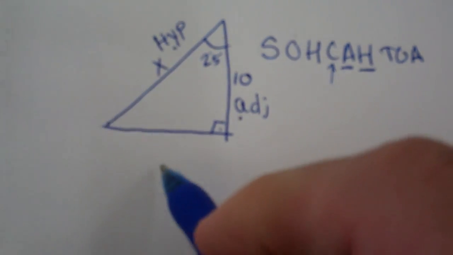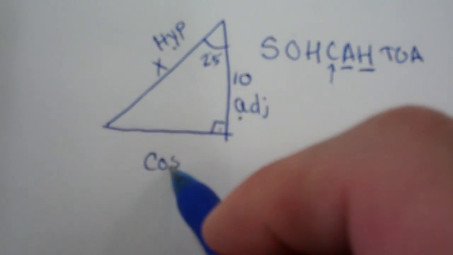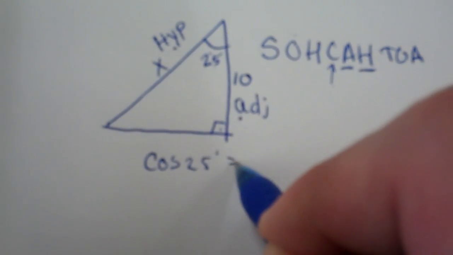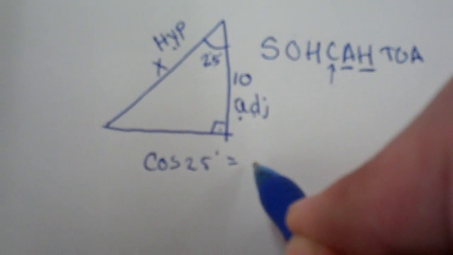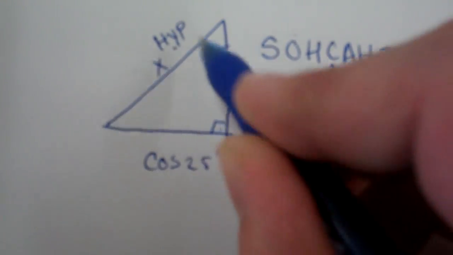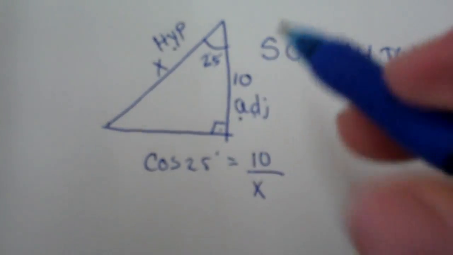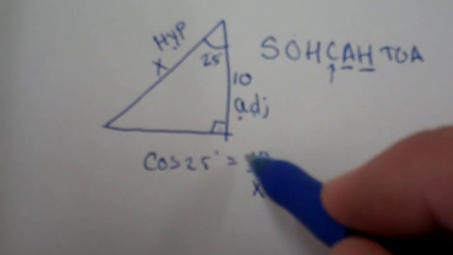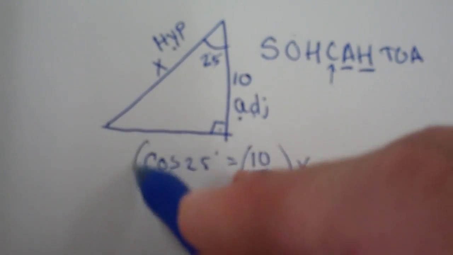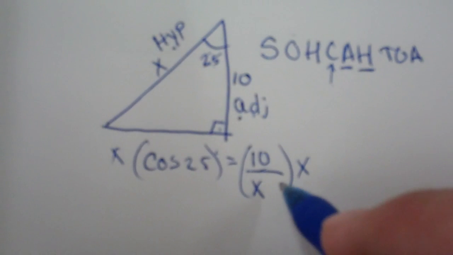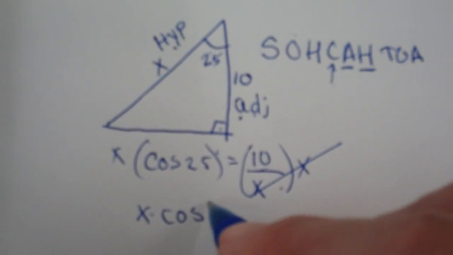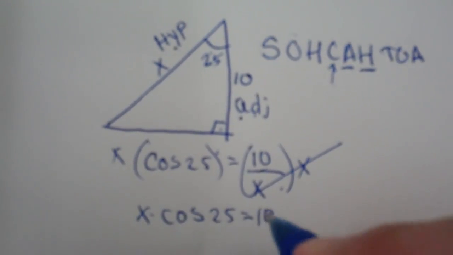Let's set that up then. So the cosine of 25 degrees is equal to the adjacent over the hypotenuse. So in this example, the x is in the denominator. We still want to move that denominator out of there, so I'm going to multiply both sides by x in this case. The x's cancel there, and I have x times the cosine of 25 is equal to 10.